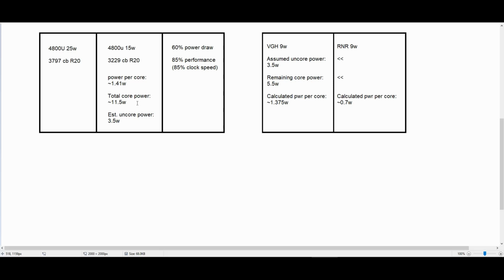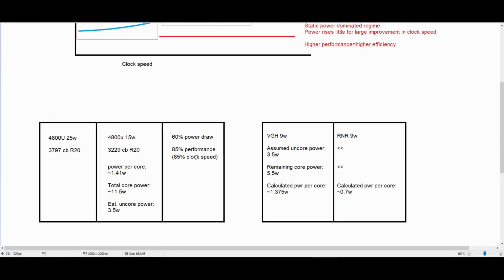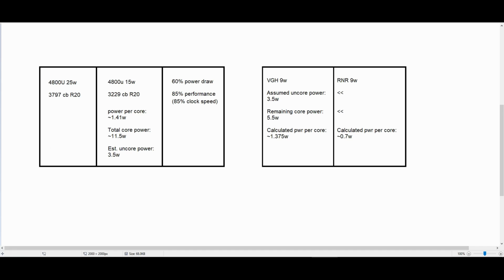So I would assume that Renoir at 15 watts is somewhere around the peak efficiency. So on this curve, it'll be somewhere here. And the reason I think it's quite safe to make this assumption is because AMD actually considered running Renoir as a 6 core, but because they had the power envelope, they could increase that to the 8 core.